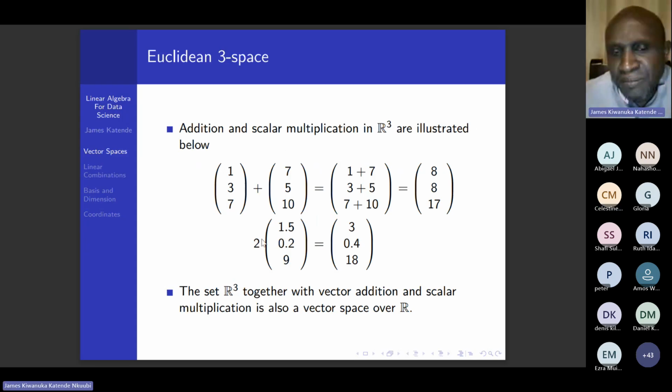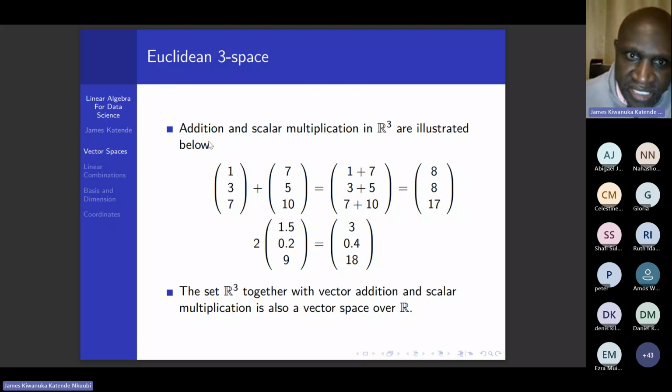So on the same set, you can define vector addition. Here we give an example of vector addition where we pick 2 vectors, (1, 3, 7) and (7, 5, 10). When we add them, we just add components in the same position. We have 1 plus 7 to give you 8, 3 plus 5 to give you 8, and 7 plus 10 to give you 17. You can also do scalar multiplication. Here we choose this vector, (1.5, 0.29), multiplied by 2. And this is the answer. You simply multiply every element by the scalar.